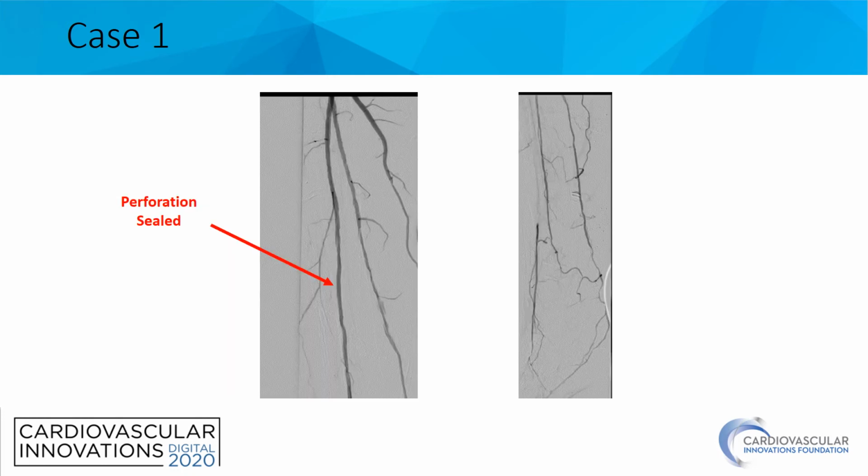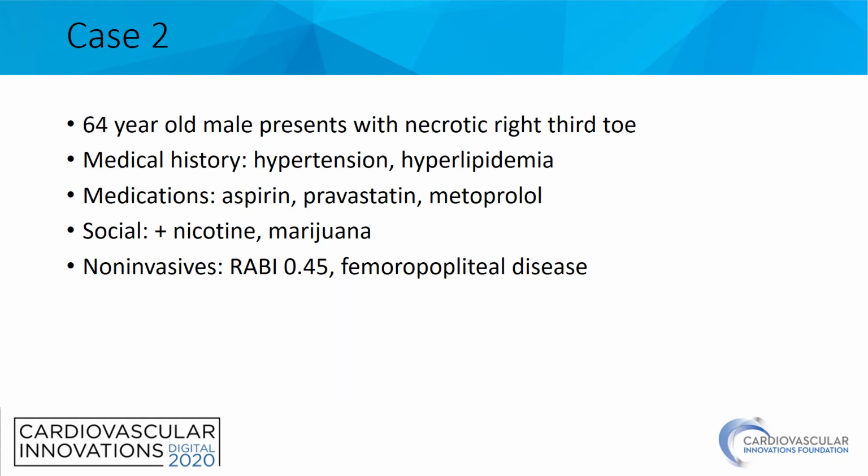So we had successful sealing of the perforation, good inline flow now through the peroneal. You can see the initial PTA work that we did. Now we're left with recoil and residual dissection. We had to go back and work on that just briefly to get that looking better. End result was good, with good flow now through the peroneal PT down to the foot. This gentleman did well, went on to heal his amputation site, and he's done well now, about 18 months post-procedure.